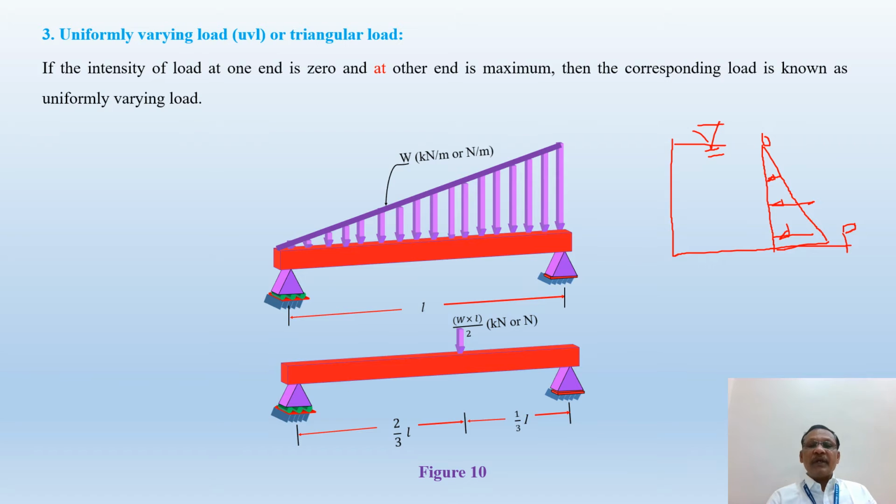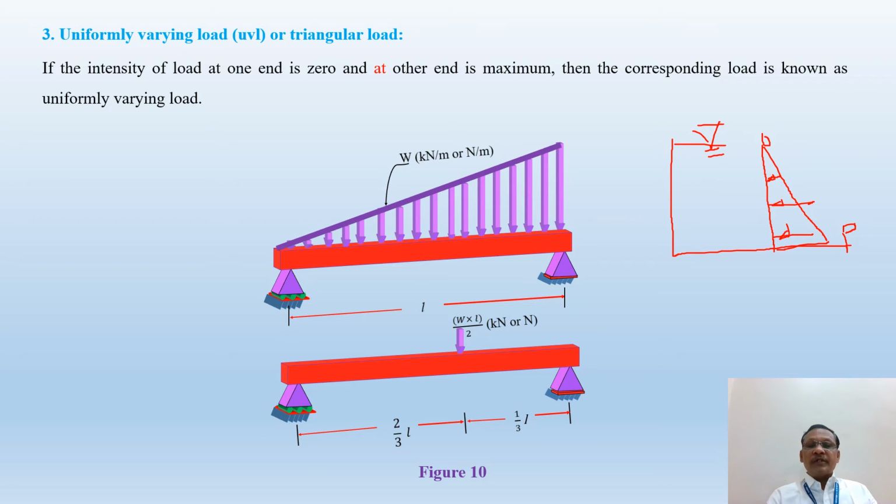Now, what is the difference between the first one? The intensity in UDL is the same, but the intensity in the uniformly varying load is different. That is 0 at one end and maximum at the other end. Let us consider this is a simply supported beam over which this uniformly varying load is acting with magnitude W.